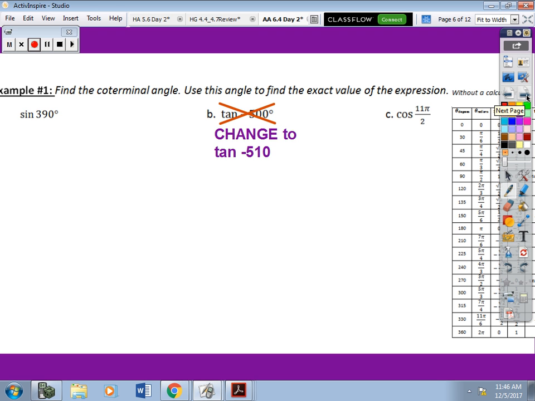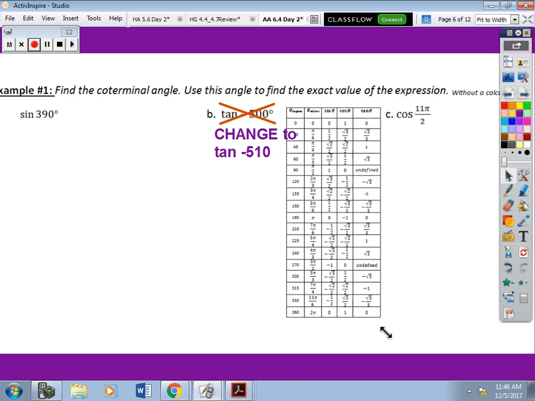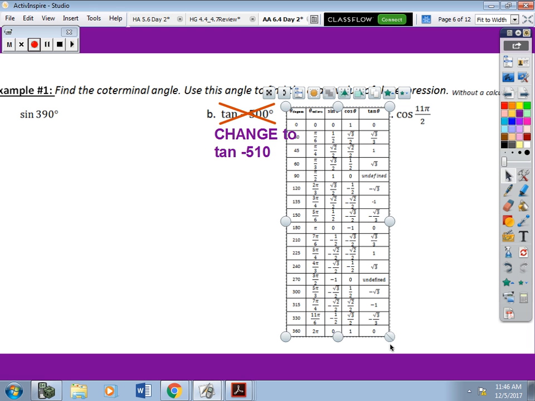So we're going to find the coterminal angle, and then we're also going to find the exact value using our chart. So if you don't have your formula sheet out, go ahead and get it out. Obviously, I have mine up here, but good luck seeing it, right? Well, yeah, you sit in the front row.